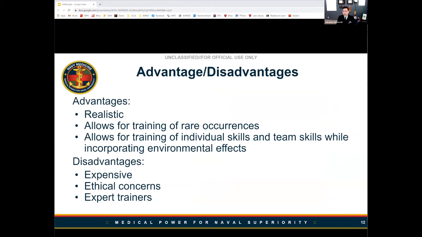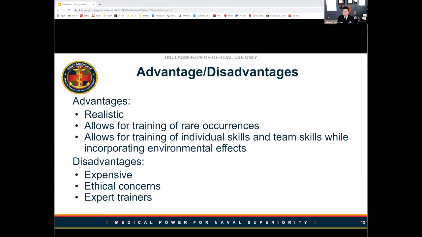So what are the advantages and disadvantages of this training? I'm sure we'll talk more about this throughout the panel discussion. Realism: we can realistically mimic the injury patterns that these surgical teams will see in theater. More importantly, we can mimic the environment and the stress they'll potentially encounter. Rare occurrences: some of these injury patterns and severity are rarely encountered in the United States, but they're the most devastating injuries that we saw during the Iraq and Afghanistan conflicts. And they help with not just individual skills, but also your ability to handle those environmental stressors.